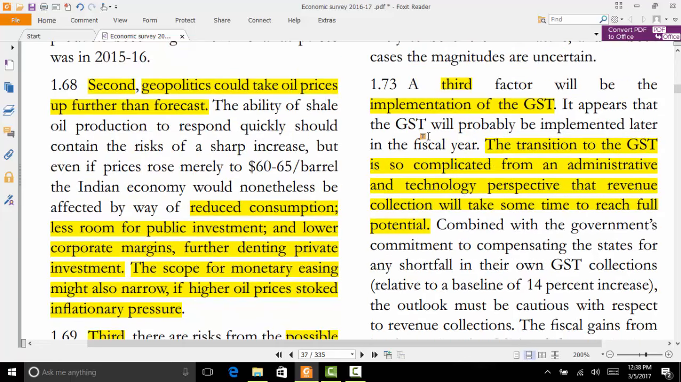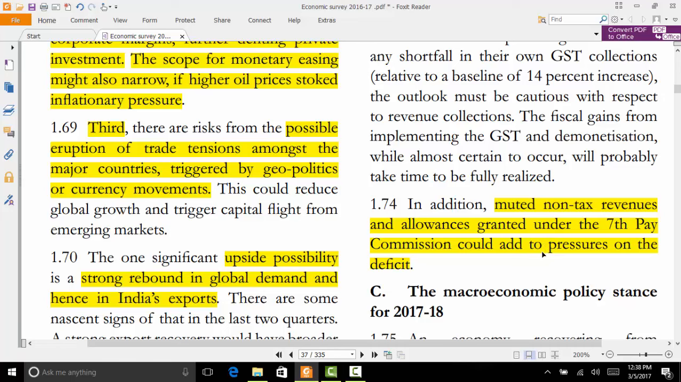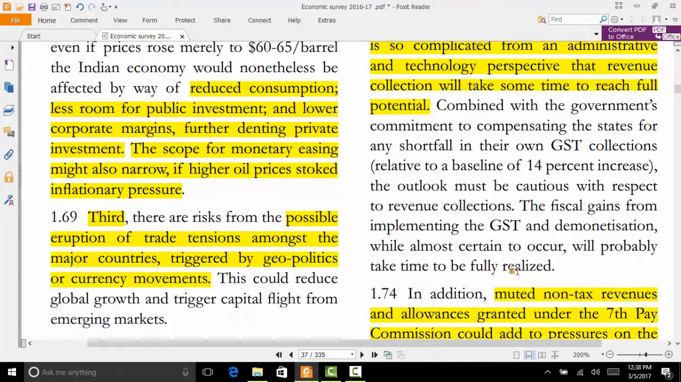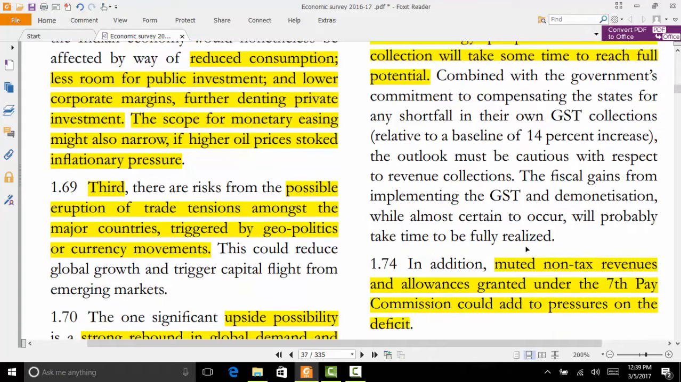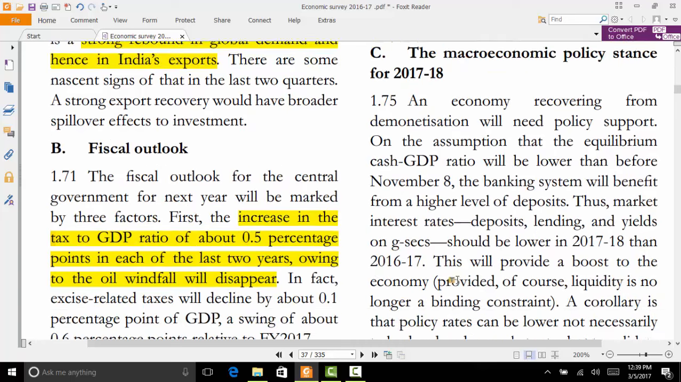Another benefit would be implementation of GST. To understand the benefit of GST. Now what could be the pressure? In addition, muted non-tax revenue and allowances granted under the 7th Pay Commission, now that has increased, could increase the pressure on the fiscal space.